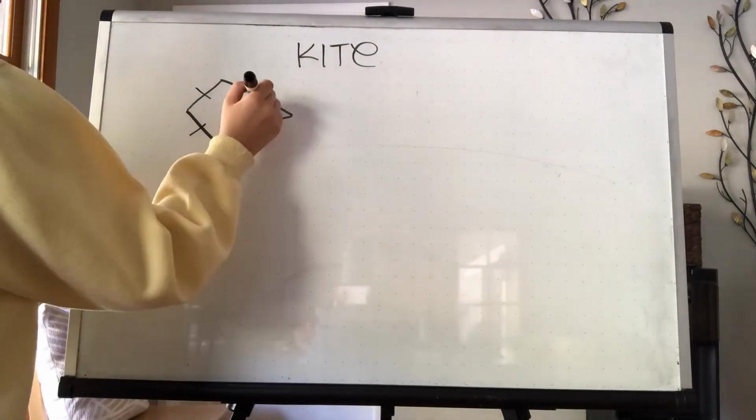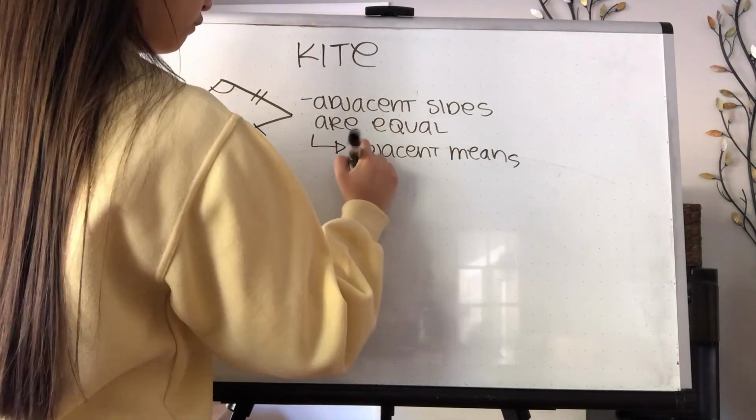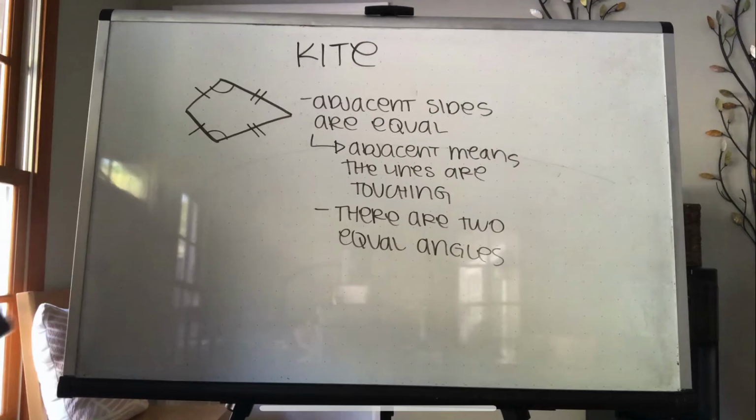Next, we have a kite. This quadrilateral looks a little complicated too, but it's not too bad. The adjacent sides are equal, and adjacent means that the lines are touching, so it's the opposite of parallel. And there are two equal angles, which is shown by the curvy parts again, but as you can see, there are only two pairs, and the other corners are empty, so that means that they aren't equal angles.